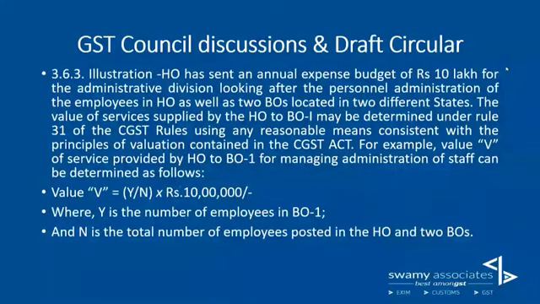Now, value will be Y divided by N into 10 lakhs. 10 lakhs is the total expenditure incurred by that particular head office. Y is the number of employees in branch 1. So this is related to employment, so employee cost. They are apportioning it on the basis of number of employees. Y is the number of employees in the branch. N is the total employees. So on that basis, it can be apportioned.